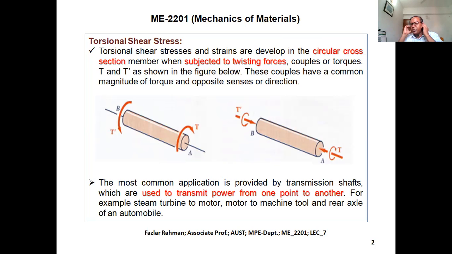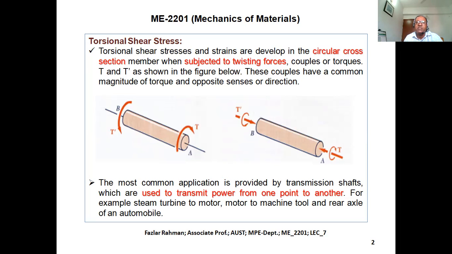For example, you see the chassis of a truck. They have a shaft going from the engine to the rear axle, a little bit inclined, right? That rotates and transmits power from the engine to the differential gear in the rear axle, and that's how you turn the wheel. So that is one application.